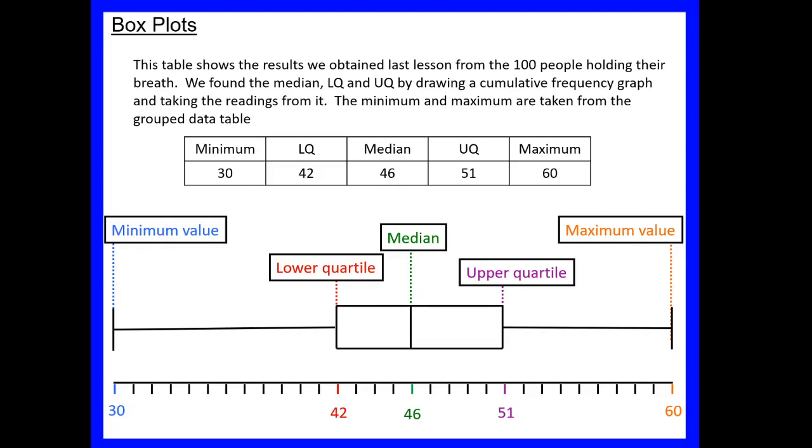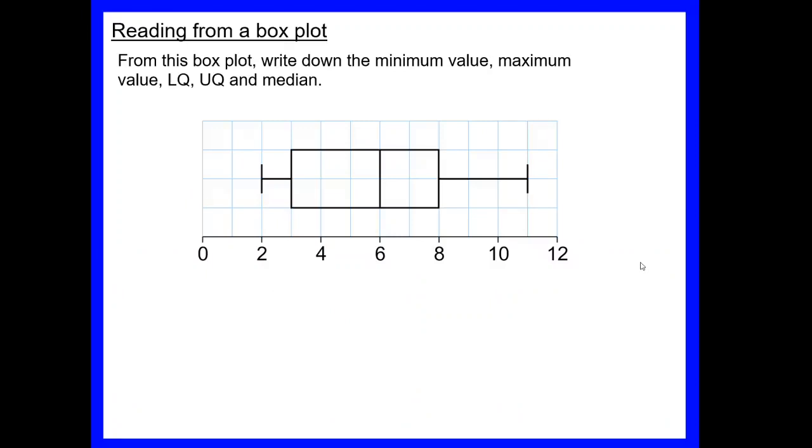Okay, so make sure you've made a note. You should be able to see where each of our 5 values are: minimum, lower quartile, median, upper quartile, and then maximum. Let's check that if you're given a box plot, you can read those values. From the diagram, can you please pause the video and write down the minimum value, the maximum value, the lower quartile, the upper quartile, and the median?